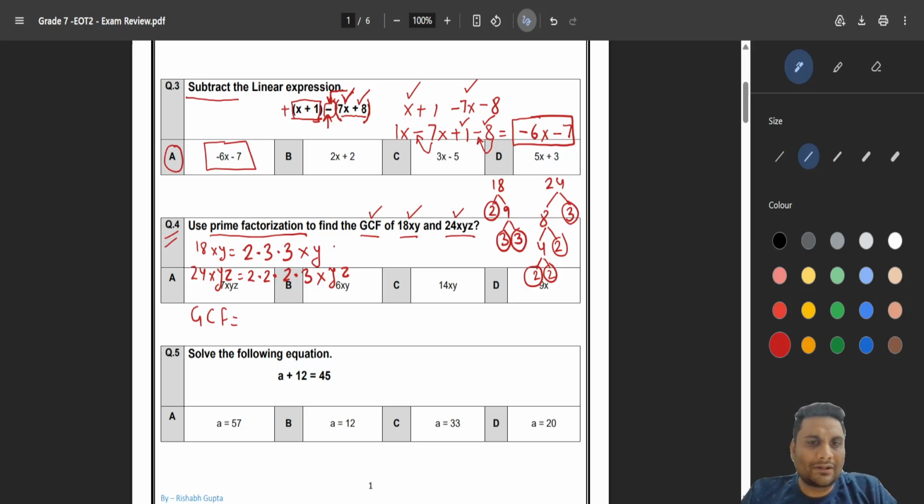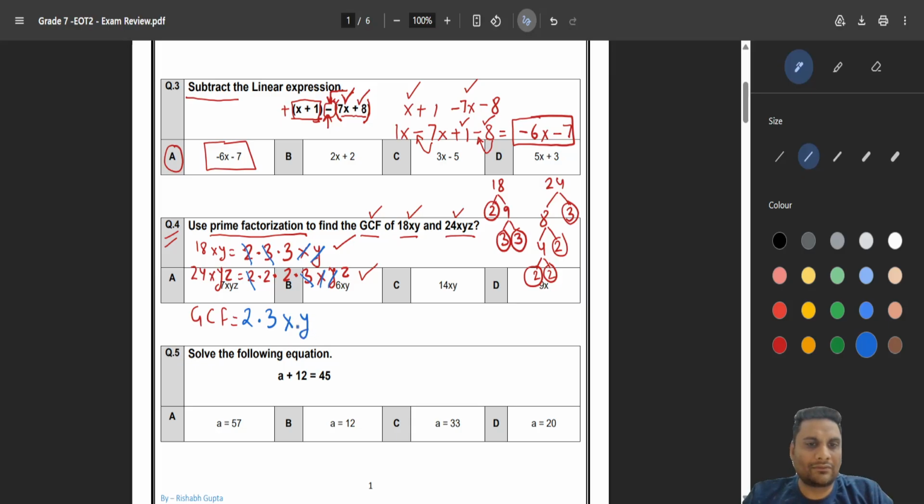Whatever is common in 18xy and 24xyz, we have to bring it down. How? Check. I have 2 here also, I have 2 here also, right? So bring down the 2. Correct? Okay. I have 3 here, I have 3 here. So bring down the 3. I have x here, I have x here. So bring down the x. I have y here, I have y here. So bring down the y.